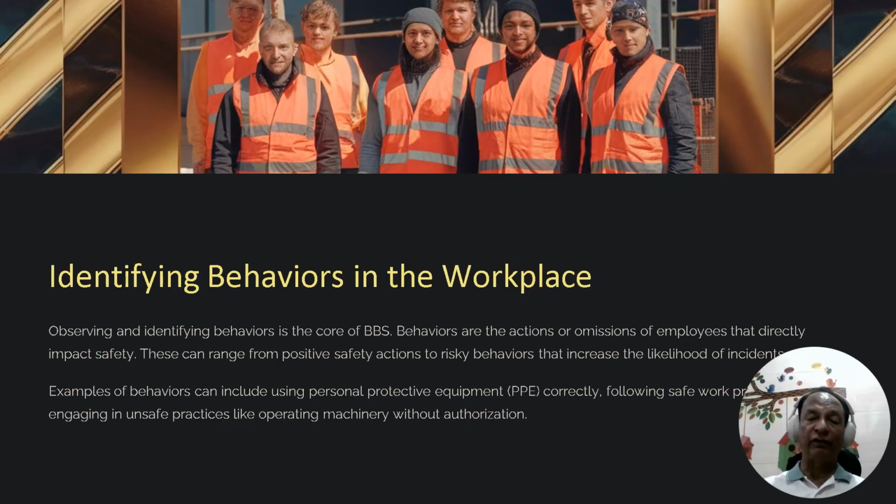Identifying behaviors in the workplace. You can always take a round with a goal to identify unsafe behaviors and convert them into safe behavior on the spot. And that's the purpose of BBS. BBS mainly is for that. And the ABC model is a base or the root model for improving the behavior.